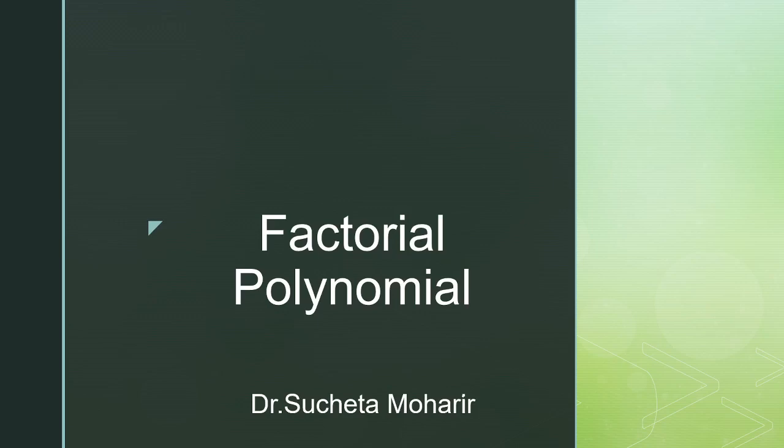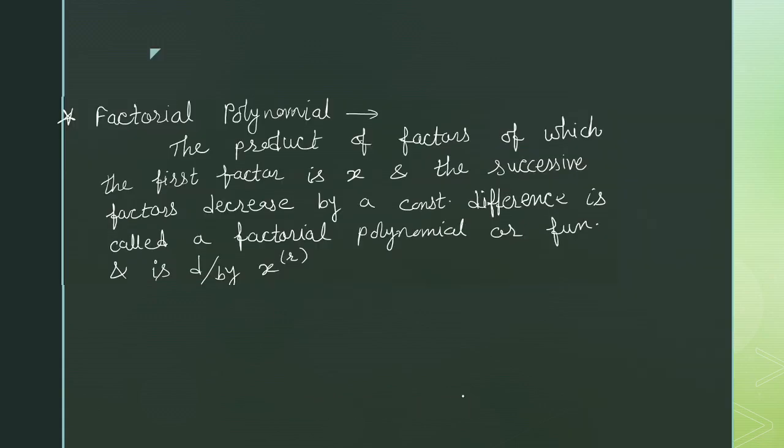Welcome you all in the video lecture on the topic factorial polynomial. Factorial polynomial is the product of factors, of which the first factor is x and the successive factors decrease by a constant difference. Now this factorial polynomial is denoted by x raised to the power r factorial.